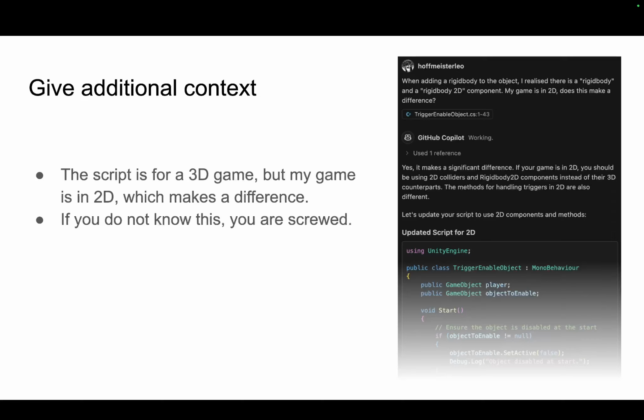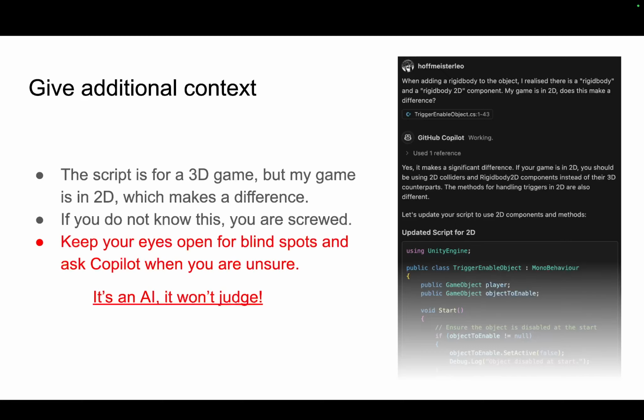So if you don't know that there are these little differences sometimes, then you're just screwed, because Copilot is not going to read your Unity project and tell you, "Hey, dummy, you told me to use a 3D collider as your trigger, but your game is in 2D." So you have to keep your eyes open for stuff like this. And if you find a blind spot, ask Copilot about it. It's an AI. It won't judge. You can ask it the stupidest questions. It'll just happily answer.